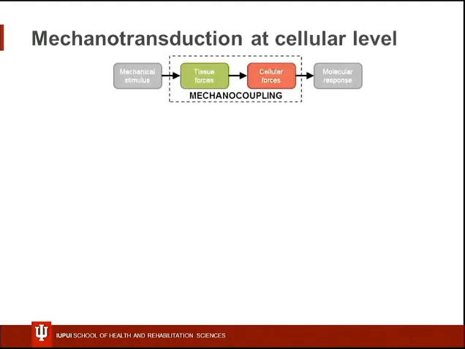So let's look at this, breaking it down. You've introduced a mechanical stimulus, you get some sort of tissue force. The question is, how does that tissue force convert into a stimulus that the cells can identify with? And this is mechanocoupling. How does that tissue force then result in a cellular force?